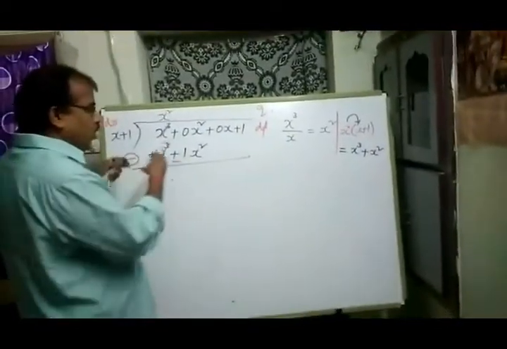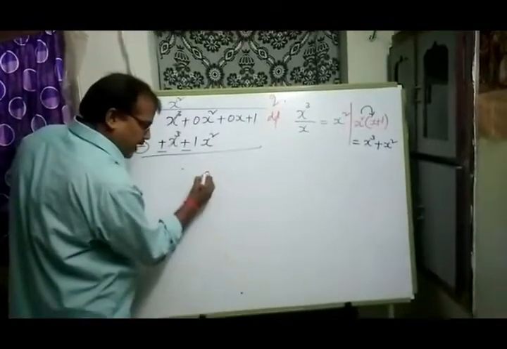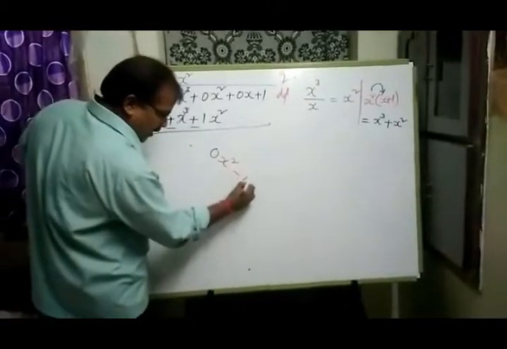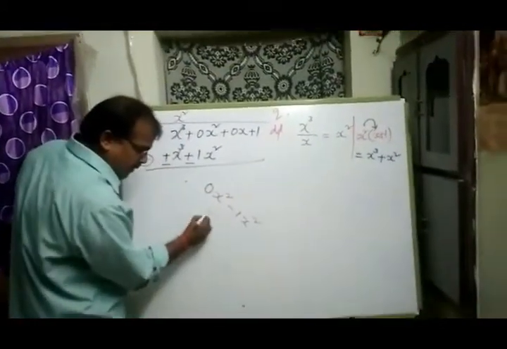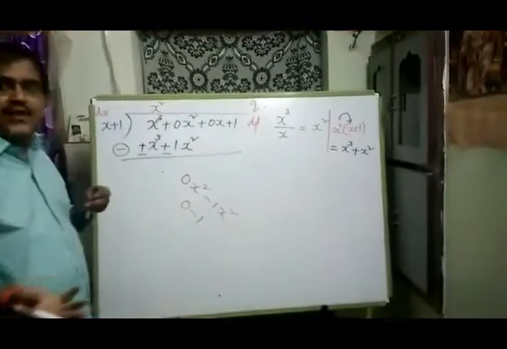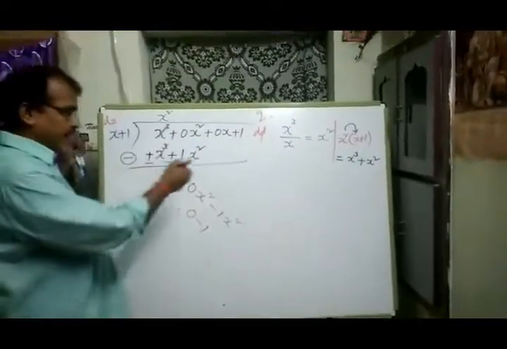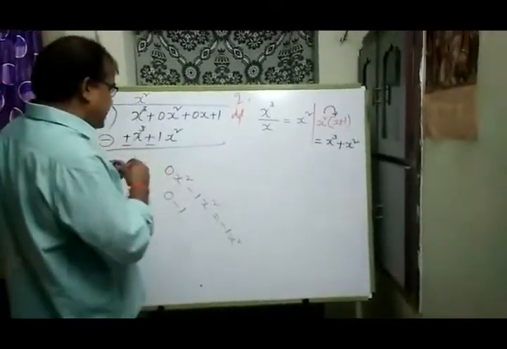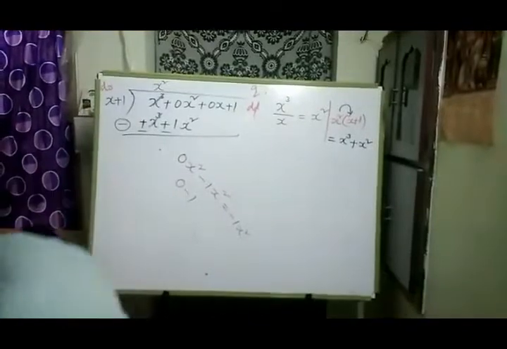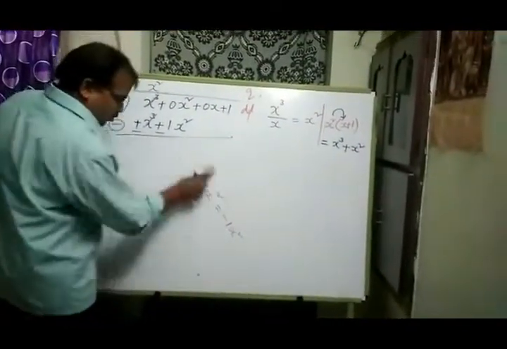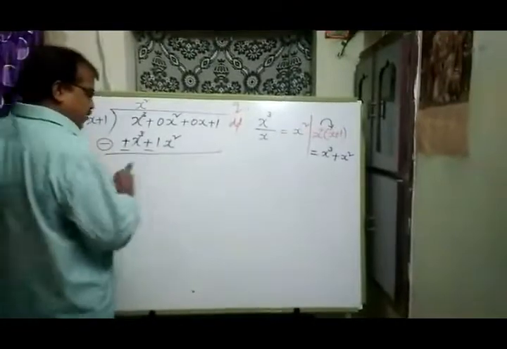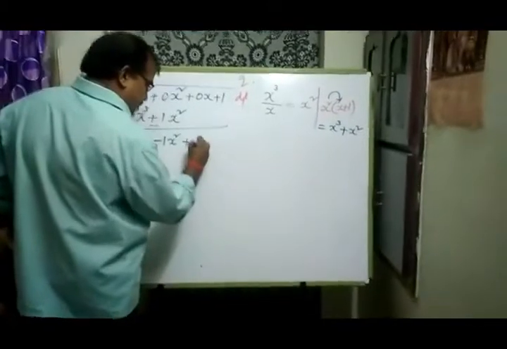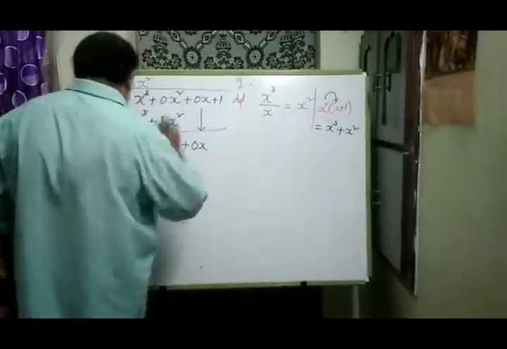Now 0x square minus 1x square. This is nothing but 0 minus 1. What is the answer for 0 minus 1? Minus 1. That's why 0 minus x square is equal to minus 1x square. This is minus 1x square. Bring down 0x.